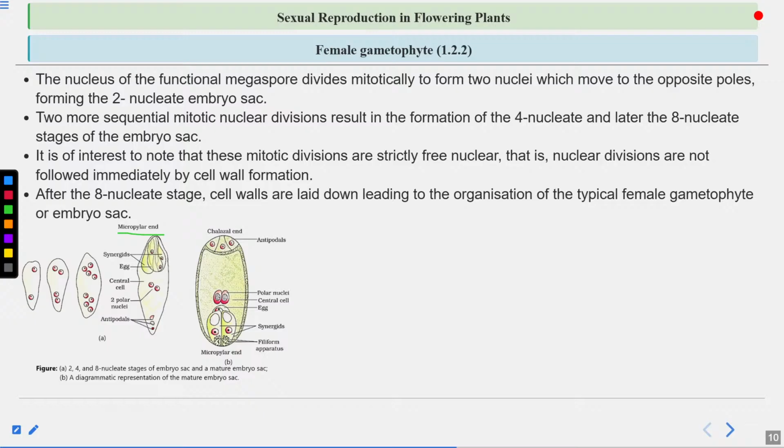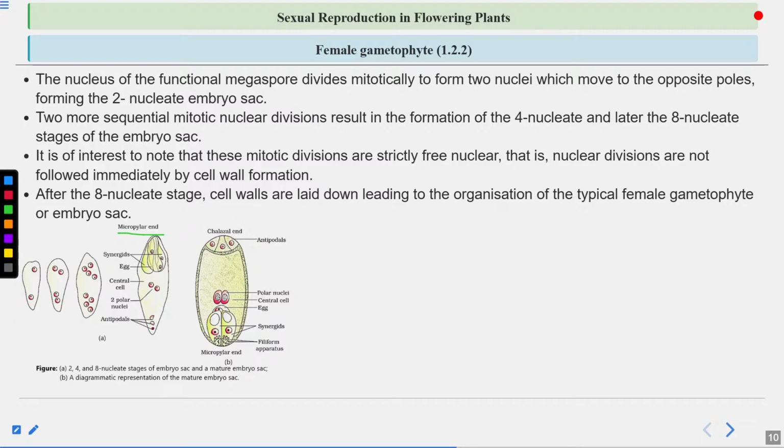After the second fertilization, which is also called triple fusion. The first fertilization is called syngamy, and the second fertilization is between the 2 polar nuclei and 1 male nucleus. That leads to the triple fusion. After the triple fusion, there is a 3N nucleus, and that central cell will now be called the primary endosperm cell.